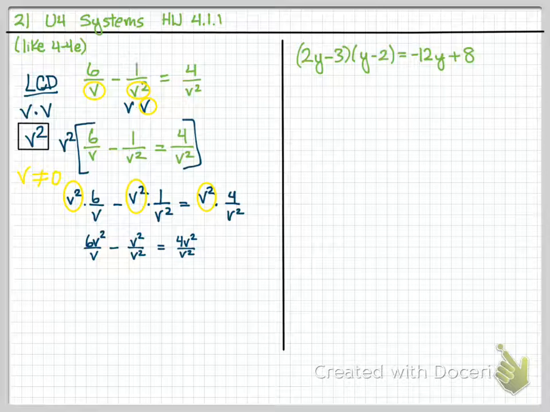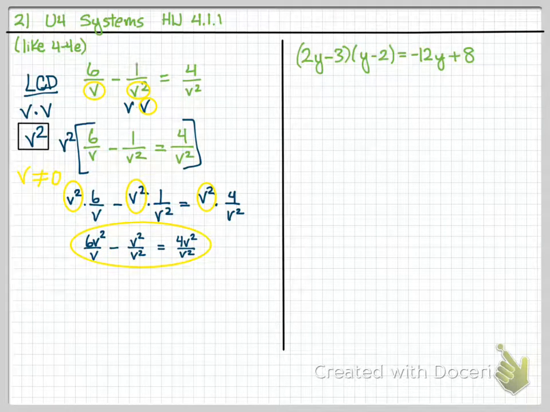What happens is you take the 6 over v times v squared, you get 6v squared over v. You do v squared times 1 over v squared and you still get v squared over v squared. And then you get v squared times 4 over v squared and you get 4v squared over v squared. So now you have this new equation. And looking at it closely, you'll notice that there's lots that you can cancel. In the first term, the v squared and the v will cancel, and all you're left with is v. In the second one, v squared over v squared, that will all cancel. And in the third one, v squared over v squared, that will also cancel as well.